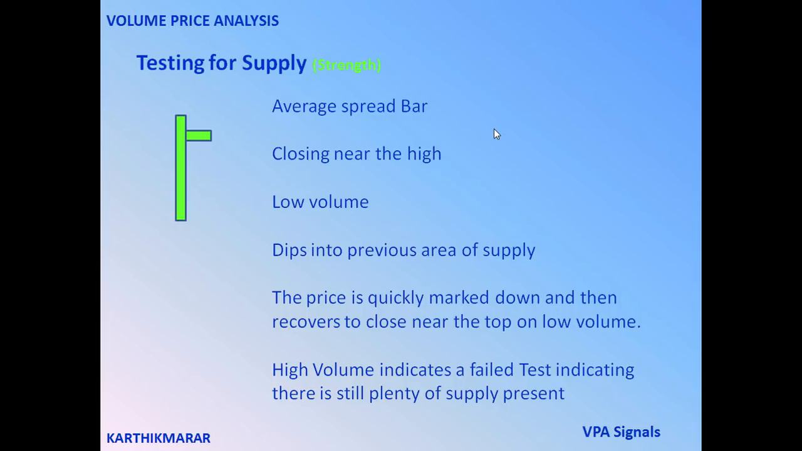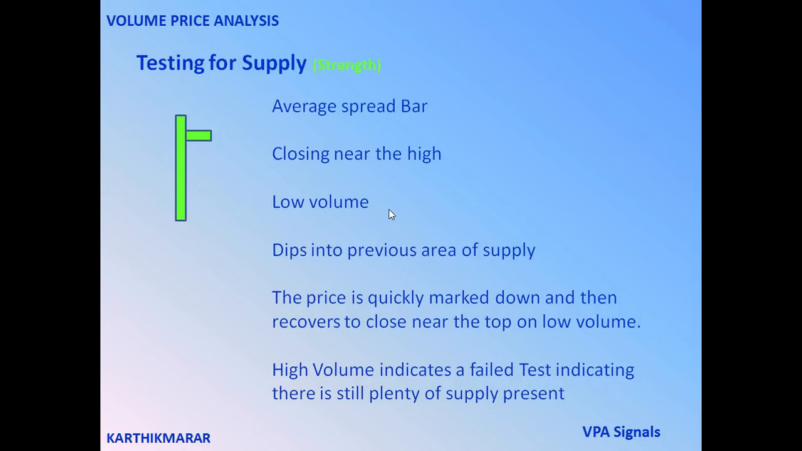So you find these test bars, which are average spread bars. They are not narrow or wide spread, average spread bars. They are closing near the top. They can open on the top, of course. Normally, it's better if they open at the top, the prices are rapidly marked down, and then again it recovers back to the top. But the important thing is the low volume. There are two important considerations here.